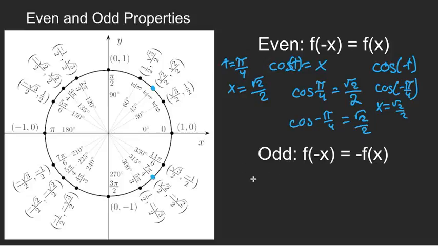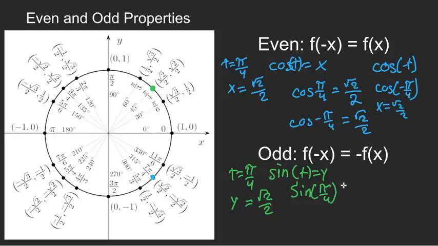So now let's look at the sine function. We can use the value pi over 4 again, which is right here. So t equals pi over 4, and sine of t, we know, is equal to y. And the y value at t equals pi over 4 equals root 2 over 2. So sine of pi over 4 is equal to root 2 over 2.